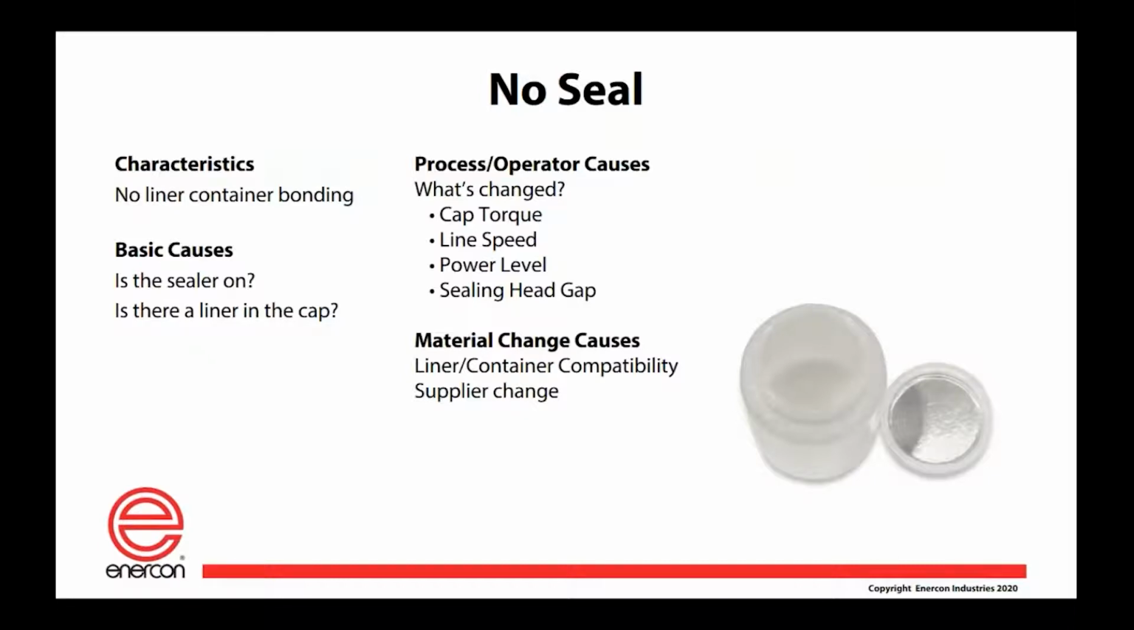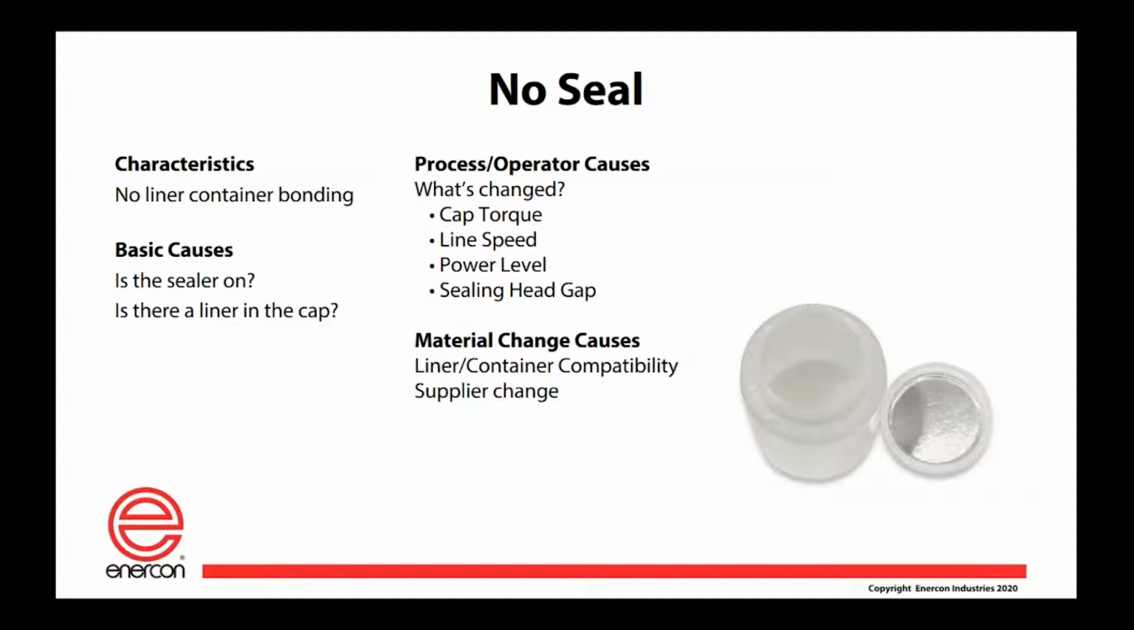First option, if you're not getting good seals, that you're getting no seal at all, which obviously means the liner is not sticking to the bottle at all. There's a couple basic things that you need to cover. Did you remember to turn the sealer on, and is there a liner in the cap? Those are pretty simple. Beyond that, there's things that we can look at that can cause a lack of seal.